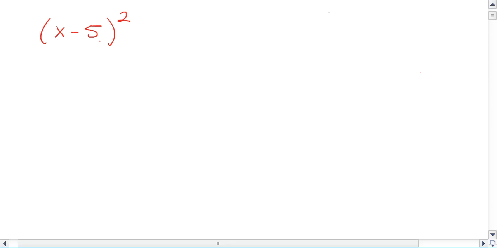So this is a binomial, and you're squaring it. And if anybody tells me that this is equal to x squared minus 25, I will get very angry, yell at you.